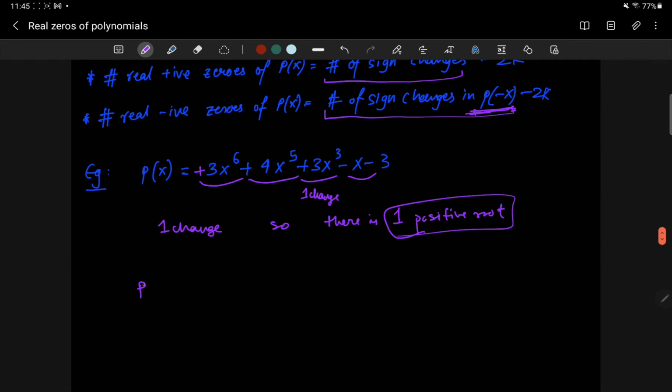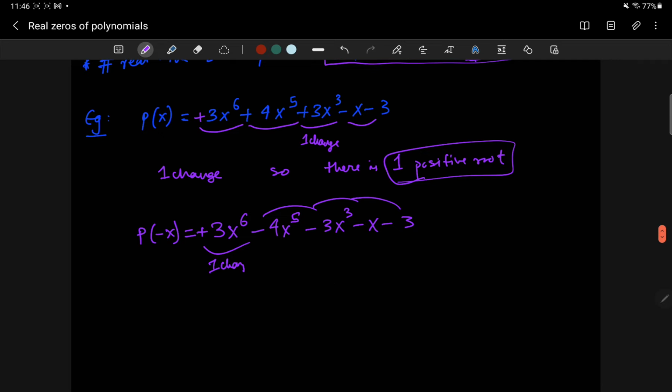Now for the negative roots, you just replace x by negative x. What you're going to remember here is that when you replace x by negative x, if it's an even power, it remains the same. Like if it's positive, it remains positive, because negative to an even power becomes positive. And if it's odd, then the sign switches. So this is going to be negative, negative, negative. Now the first one, if there is no sign in front, it's automatically positive. So there is one change and then no more. So that means there is one negative root.